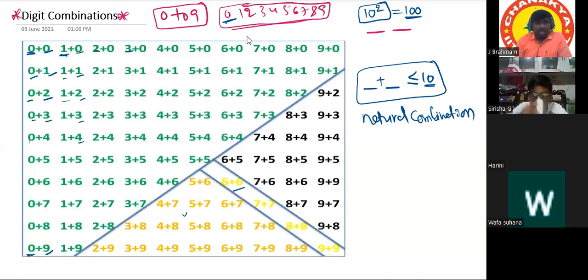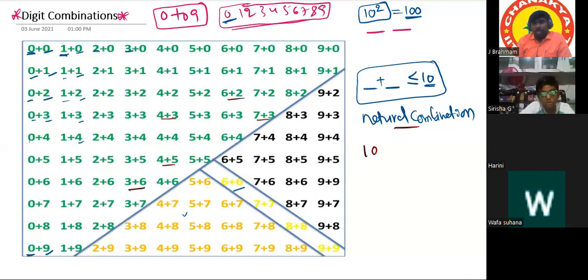And see all the green color combinations. You take any green color combination, its sum will be up to 10 only. It will not exceed 10. Yes or no? Observe here. 3 plus 6, 9. 4 plus 5, 9. 4 plus 3, 7. 6 plus 2, 8. 7 plus 3, 10. We'll get a maximum of 10 only. Will not get more than 10. So all green color combinations are natural combinations.